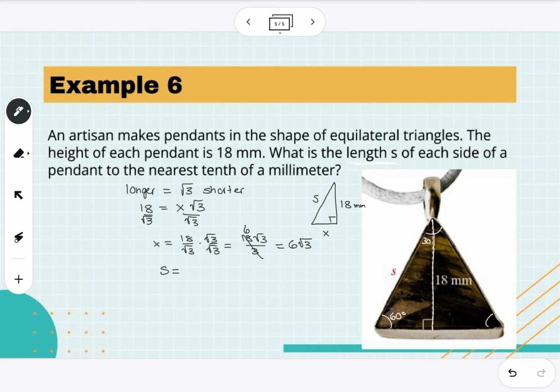S, in this case, that's my hypotenuse. So that's going to be 2 times my shorter side, 2 times x. Go ahead and plug that value that we just solved for in there. You're going to get S equals 12 times radical 3. They want us to figure out what this would be to the nearest tenth of a millimeter. So when you throw this in your calculator, you're going to get S is roughly equal to 20.8 millimeters. That would be your approximate answer.